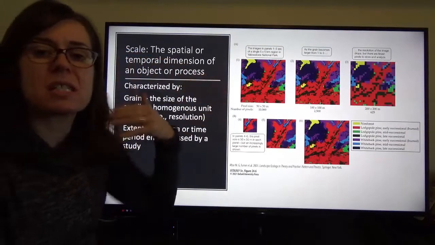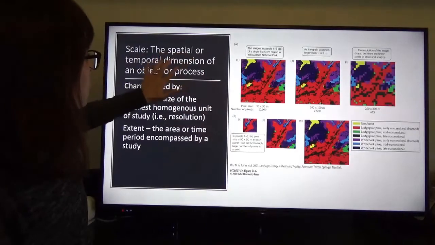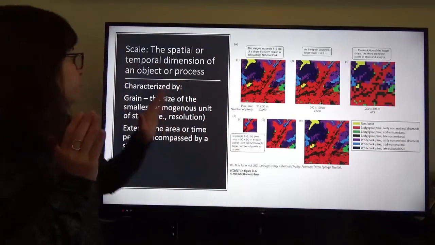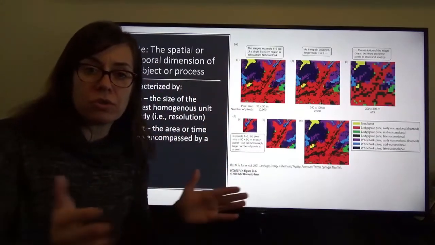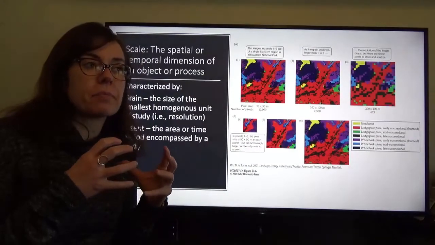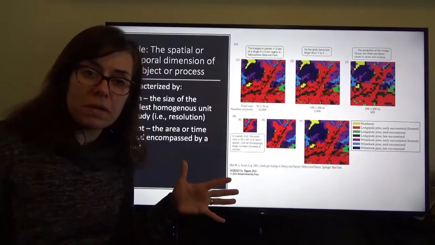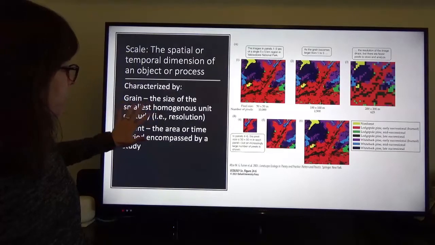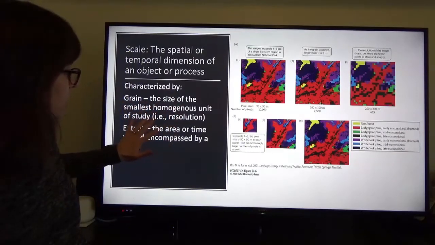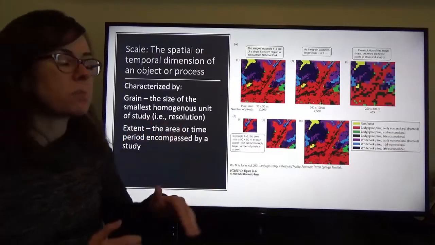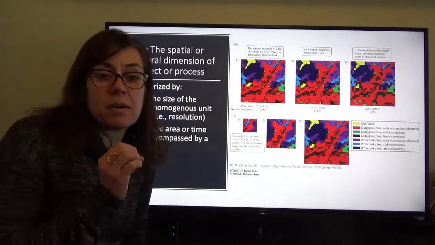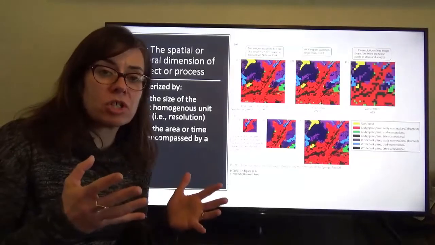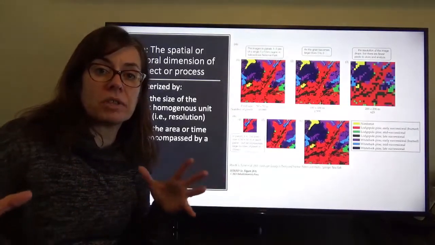A couple of additional terms. Scale, and this is really important. It's spatial ecology, we're talking about scales, right? So this is the spatial or temporal dimension of an object or process. All right? And so we can talk about time scales, short or long time scales. We can talk about spatial scales, small spatial scales, large spatial scales. And then within those, there's some additional nuance. So grain is the size of the smallest homogeneous unit of study. So the resolution, oftentimes in spatial ecology, the grain is a pixel size, right? Because we're using different images to create maps of the landscape.